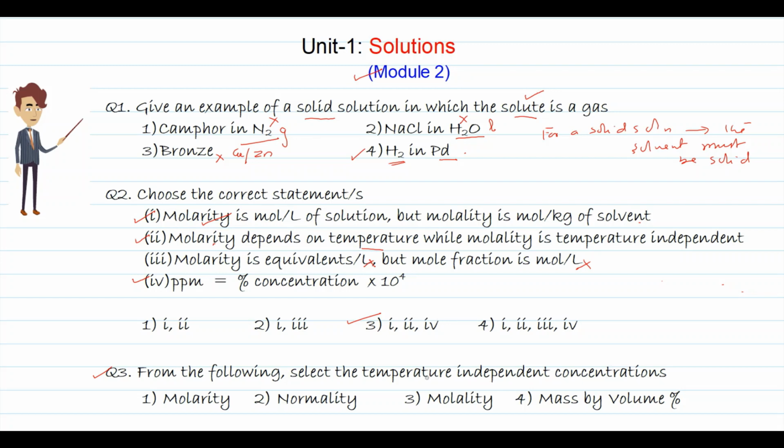Then coming to question number 3, from the following select the temperature independent concentration. Temperature independent concentration means the expression should not contain a volume term. Molarity wrong because its expression contains a volume term, depends on temperature. Normality wrong. Its expression contains a volume term. Molality is correct. Its expression does not contain any volume term, so it is independent of temperature. Mass by volume wrong because its expression contains a volume term. So the correct option is the third one.